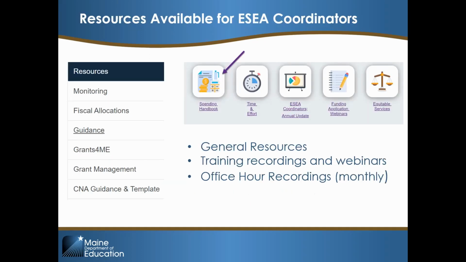There you will find general resources, training recordings and webinars, and office hour recordings. You'll also see the icons: Spending Handbook, Time and Effort, ESEA Coordinators Annual Update, the Funding Application Webinars, and Equitable Services. Those are all also pop-out windows, similar to the titles on the overview page, that have different links to different resources and examples concerning those different topics. For example, under ESEA Coordinators Annual Update, you'll find a SMART Goal Development Worksheet that will help you set SMART goals in your ESEA application.